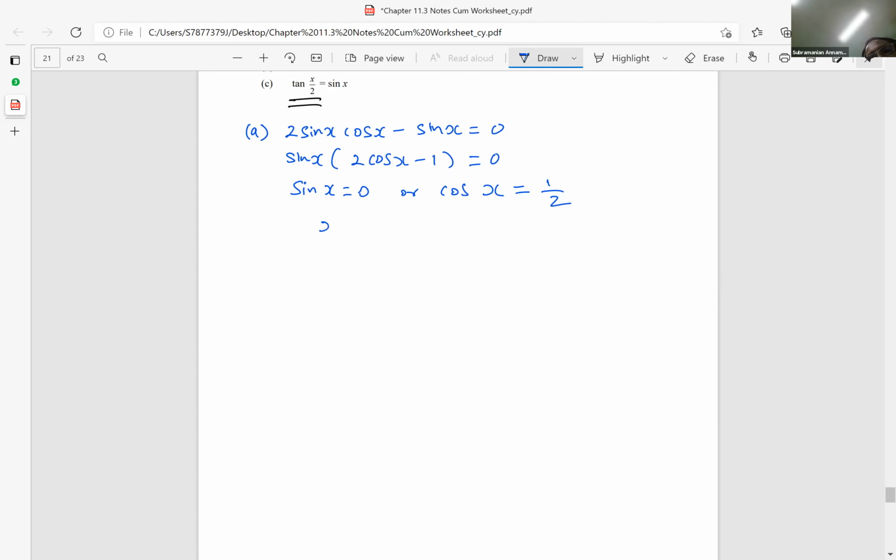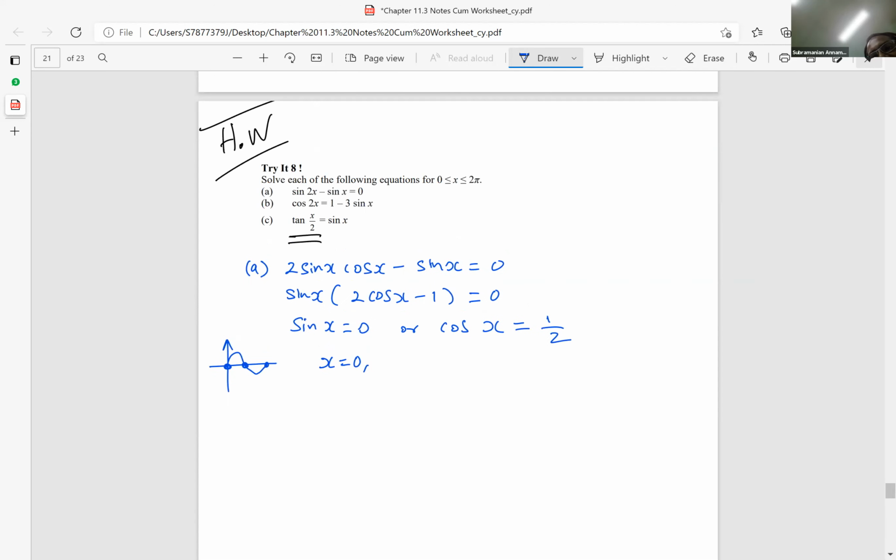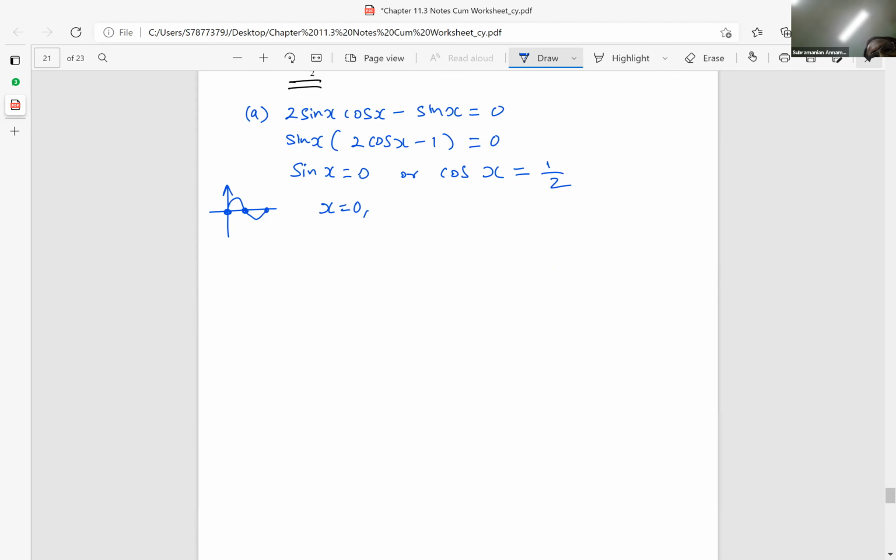So when is sine x equal to 0? Based on your sine curve, you know that it's at 3 places. Can you see these 3 places that I have pointed out? Okay, is this in radian or is it angle? This question, radian. So 0, then pi and 2 pi.